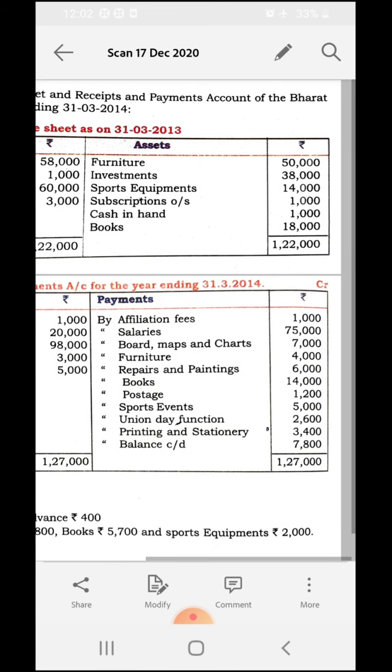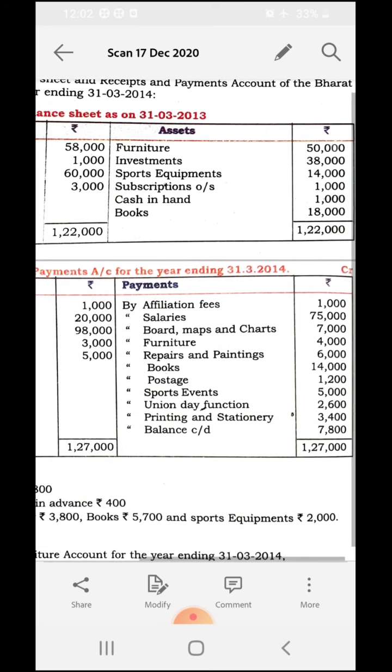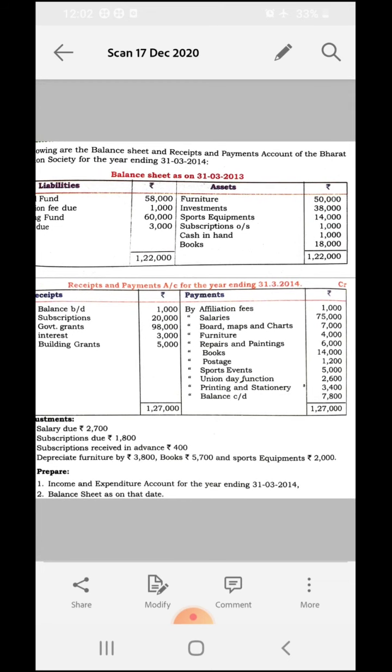Now let us see what is given on the asset side. We have furniture and investment, both are fixed assets, as well as sports equipments. And there is a subscription outstanding of 1000, the previous year subscription that needs to be deducted from the current year subscription. Then cash in hand, that is the opening cash balance, we have 1000, and books are also an asset worth rupees 18,000. So the total of the balance sheet is 1,22,000.